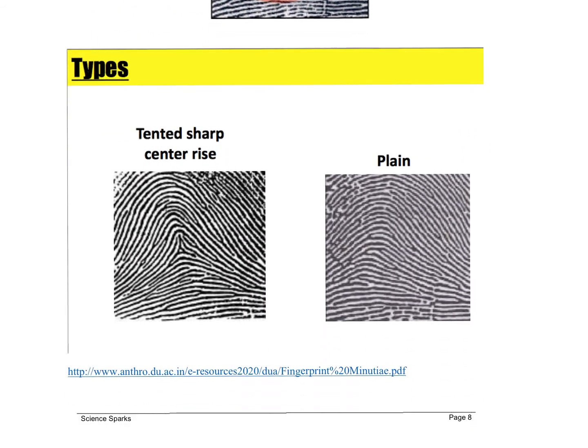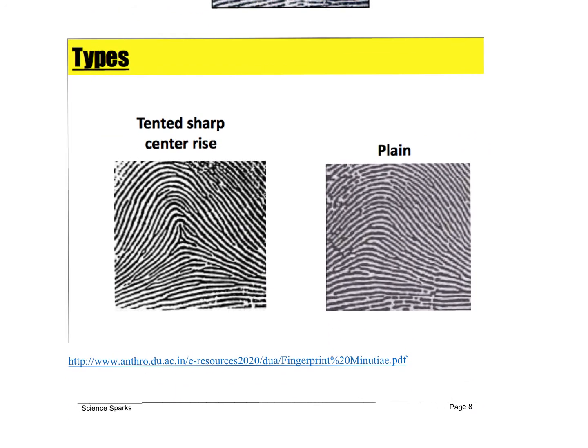So if you look at this, this is called the tented arch. You notice this part is pointing upward, the center rise. So this is called a tented arch. It's still an arch, but in the middle there's a sharp point. So this is called a tented arch. For plain arch, it's just plain.